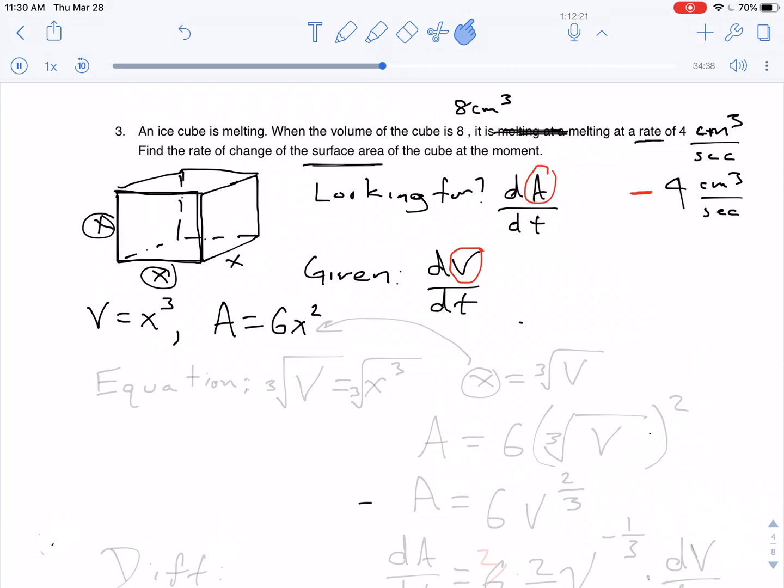So I want an equation. My next step is finding an equation, but we want that equation only in terms of V and A, because those are what we're looking for and what we're given.